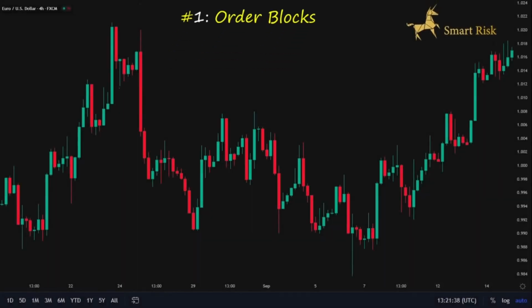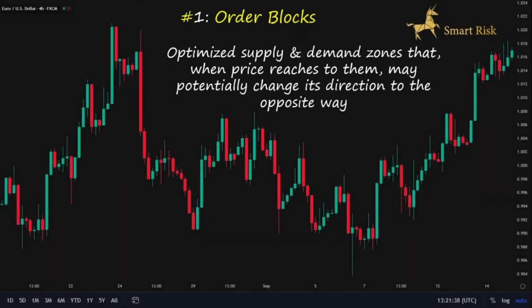As you know guys, order blocks are very important optimized supply and demand zones that, when price reaches them, may potentially change its direction to the opposite way. An order block includes many buy and sell orders. So an order block is an inducement level where traders get induced into the market and always place their buy or sell orders in it, to get taken into the market.